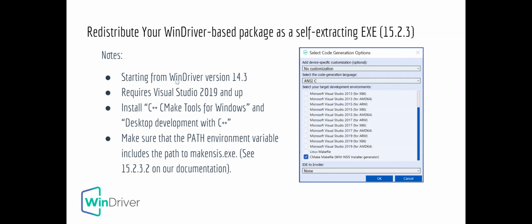A few notes. This support starts from WinDriver version 14.3. It requires Visual Studio 2019 and up, and make sure you install these dependencies: the C++ CMake tools for Windows, and the desktop development with C++ from the WDK. Make sure that the path environment variable includes the path to makesys.exe. Go to our documentation, 15.2.3.2, if you're not sure what I'm talking about, and we have a full explanation of what needs to be done in order to make this work flawlessly.